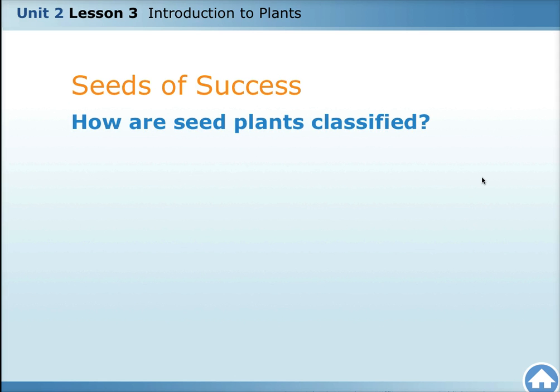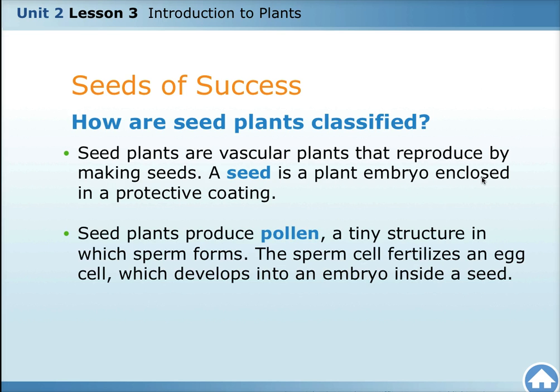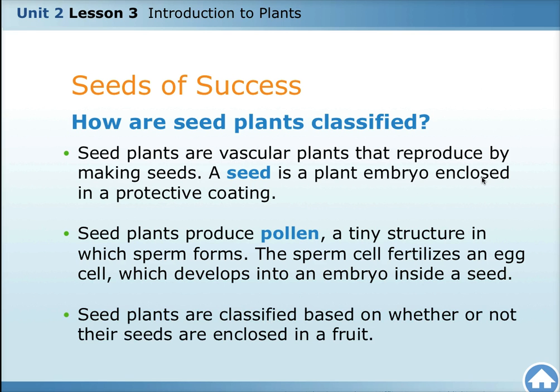So how are seed plants classified? On page 114 in your text. Seed plants are vascular plants that reproduce by making seeds. A seed is a plant embryo enclosed in a protective coating. Seed plants produce pollen, a tiny structure in which sperm forms. The sperm cell fertilizes an egg cell, which develops into an embryo inside the seed. Seed plants are classified based on whether or not their seeds are enclosed in a fruit.